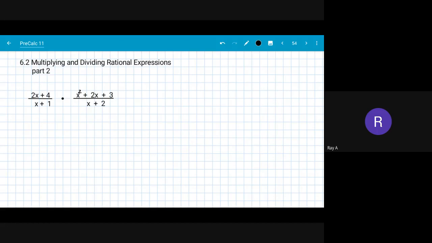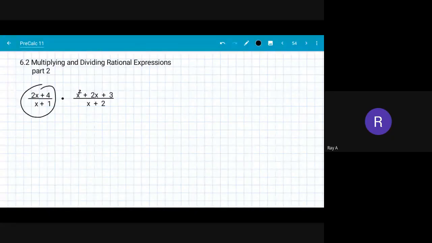By doing that, if you are able to quickly cancel out factors that are common to the top and the bottom, that will make it a lot easier to simplify. Okay, so I came up with my own question: (2x plus 4) over (x plus 1) times (x squared plus 3 plus 2x plus 3) over (x plus 2). Okay, so what I want you to think about is, how do you factor this?